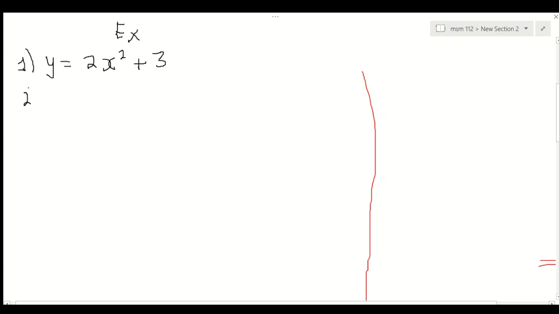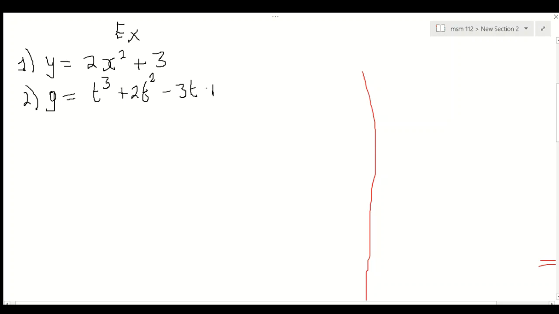Then example 2. You can try this. Pause the video and do this so that you can come and compare the answers after I solve them. Then you've got this as well: let me say g is equal to t to the power 3 plus 2t squared minus 3t plus 4. So let me start with the first one.